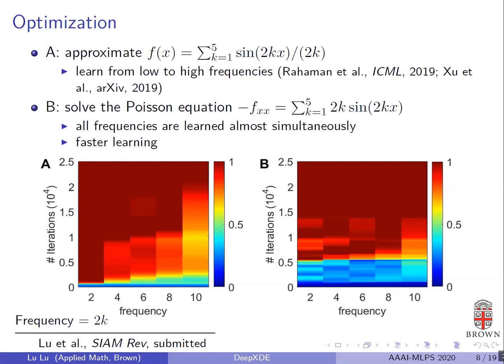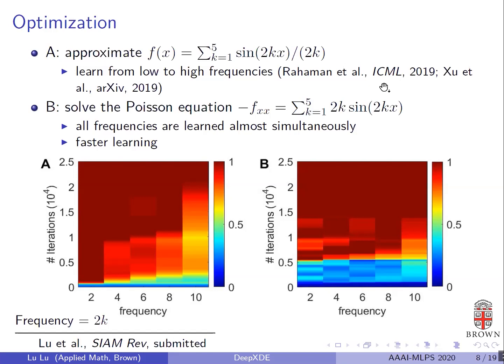So this is for the standard approximation of a 1D function. And this behavior has also been observed in image classification problems like ImageNet, as shown in these two figures, in these two papers last year. So this is true in general.